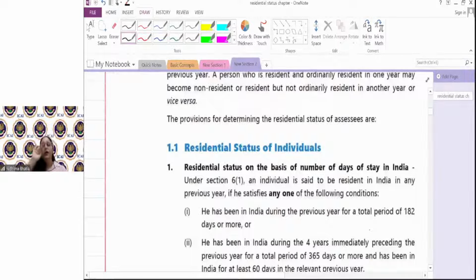Now every person's residential status has to be determined every year. For individuals, generally the basis is stay, physical stay in India. If his physical stay is substantial, he would be resident, and if his physical stay is non-substantial, he would be non-resident. Okay. This concept was restricted to physical stay.